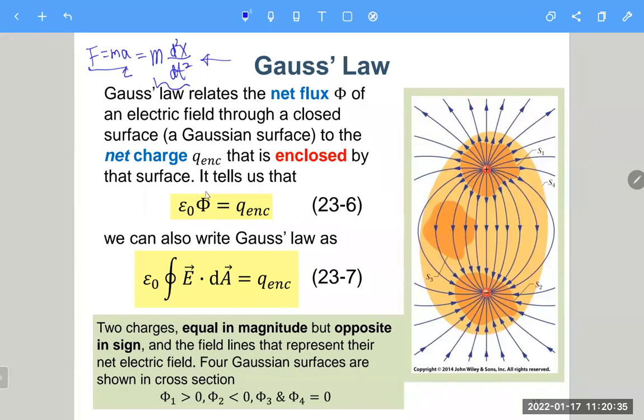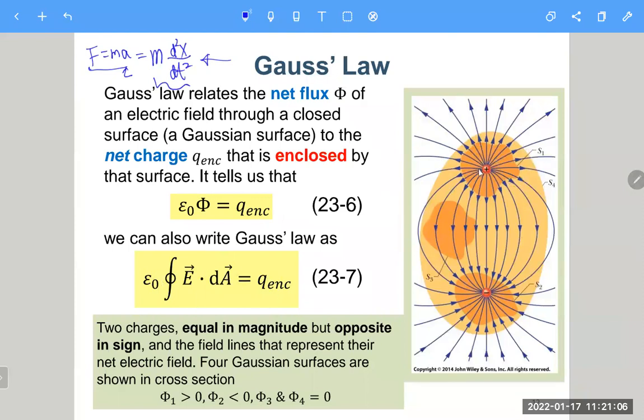But as we know, the definition of the flux will be the surface integral. So we use the surface integral here, multiplied by epsilon naught, equals the charge enclosed by the Gaussian surface. So here on the right side, we have an example to specify this, as a demonstration.